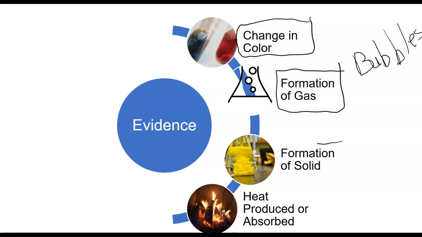Formation of a solid. Now, if you see an actual solid that drops out of the solution, so you see a liquid and then a solid forms on the bottom of your container, that tends to be fairly obvious. But there's also if you get something turning cloudy. So if you take something that is very clear, you can see right through it, and it turns cloudy or turbid, it's evidence that you have formation of a solid going on and that there's a chemical reaction happening.